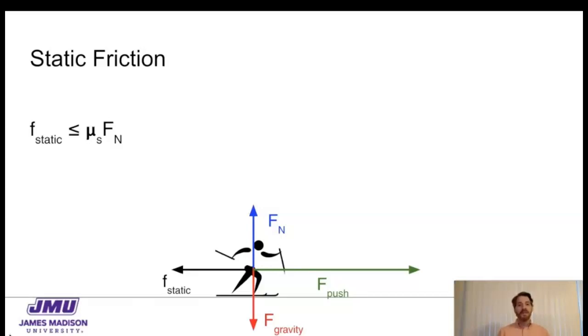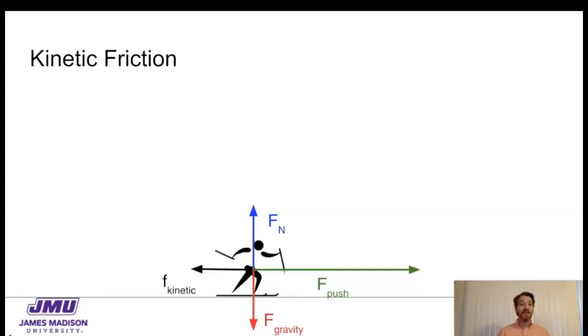Please notice the friction arrow on the free body diagram right now. As I switch over to kinetic friction, it becomes smaller. That's because the kinetic friction between two surfaces is always smaller than the maximum that the static friction could be between those two surfaces. And this is the equation for kinetic friction.